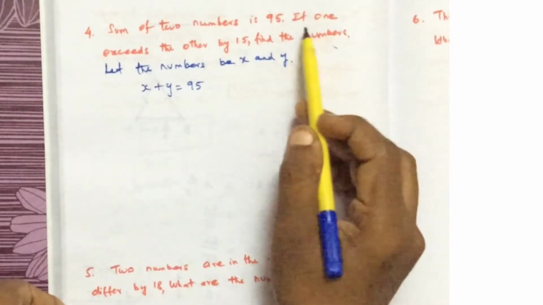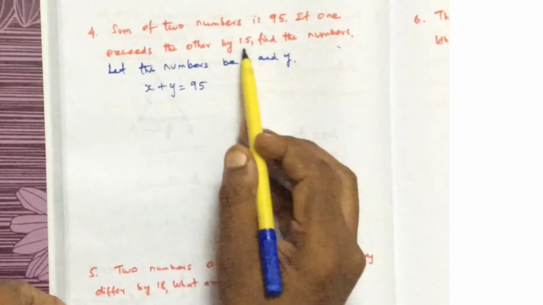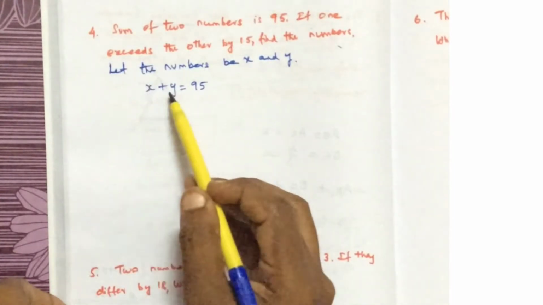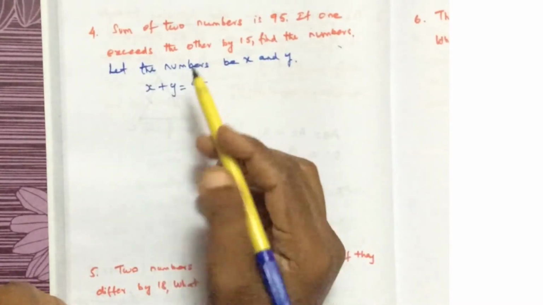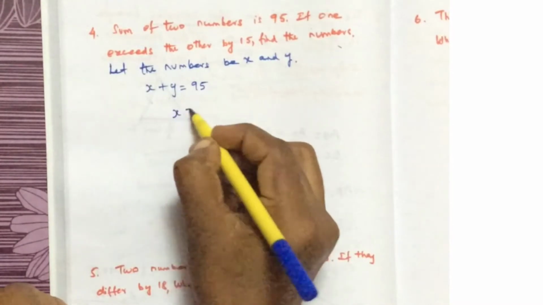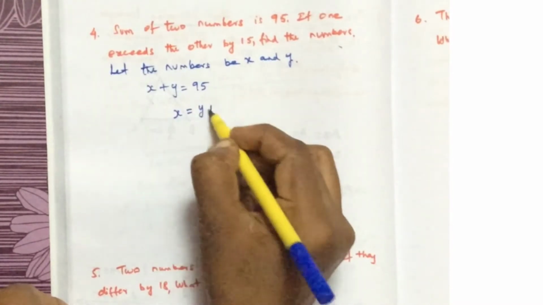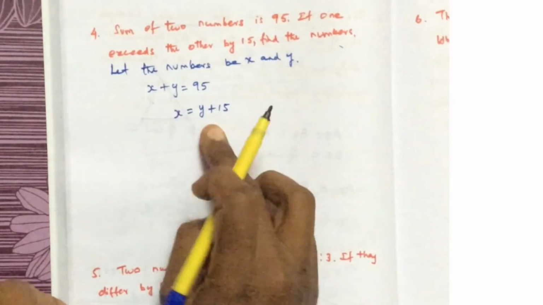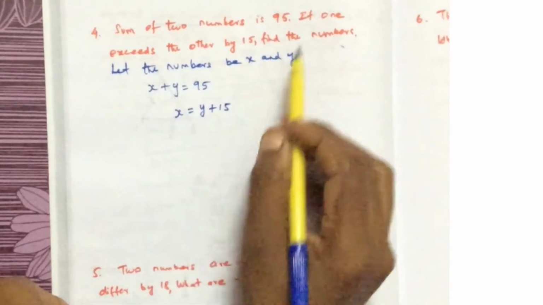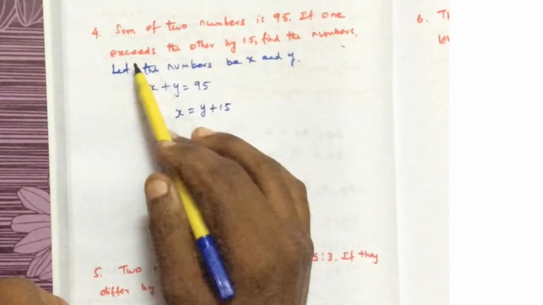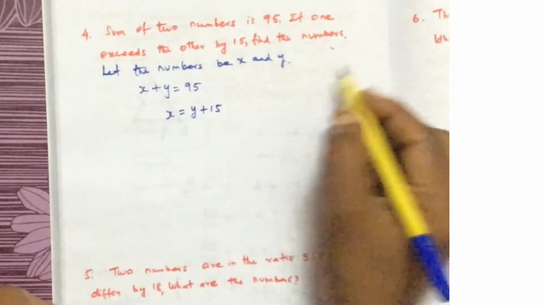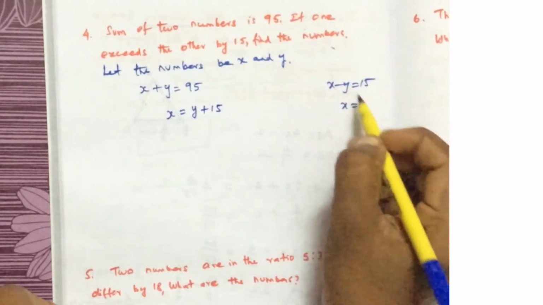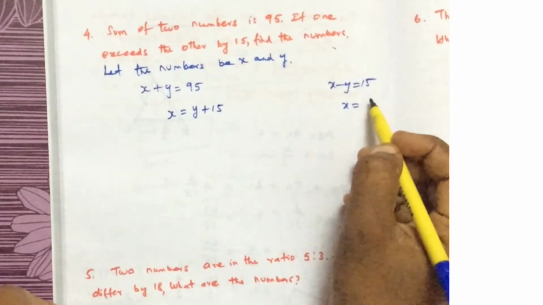If one exceeds the other by 15, what does it mean? One of the numbers is 15 more than the other number. Suppose x equal to y plus 15. X is 15 more than y. This is how we have to write the second clue. If one exceeds the other by 15, another way you can write it directly is x minus y equal to 15. So x equal to, this minus y will go to this side, becomes plus y.